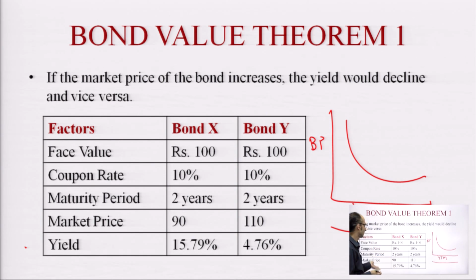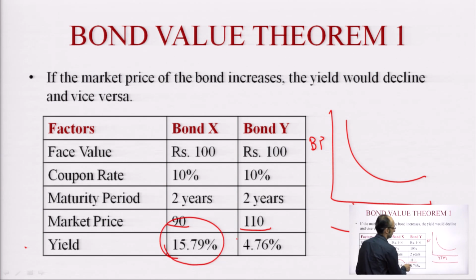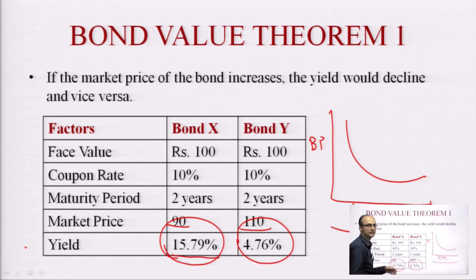We have seen that if the market price of the bond is different, 90 and 110 in this case, the yield to maturity will obviously be different, as the person is investing less in comparison to bond Y. The yield is coming out to 15.79 in one case, and in the other case, the yield is coming out to be 4.71. The bond value theorem 1 establishes the relationship between the bond value and yield to maturity, and also tells us that there is an inverse relationship between the bond price and yield to maturity.